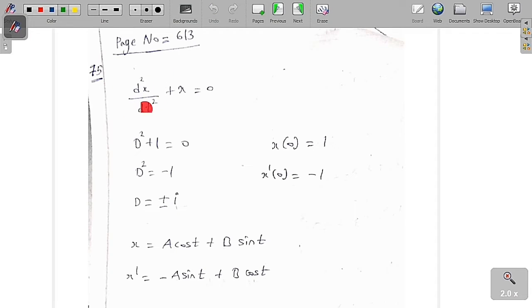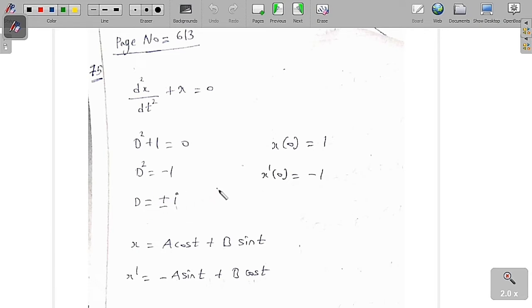So you can see clearly here d square x by dt square plus x is equal to 0. If I take x as common and assume d by dt is nothing but D, it is D square plus 1 is equal to 0. So D square is equal to minus 1. So D is equal to square root of minus 1, which is plus or minus i, or j. So therefore this is the equation that you are going to get.